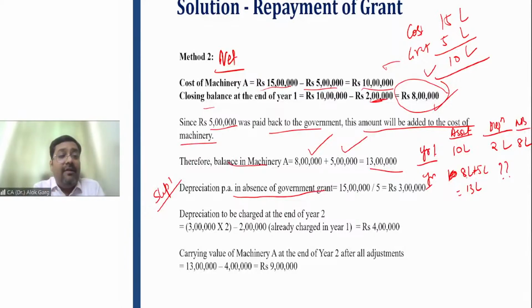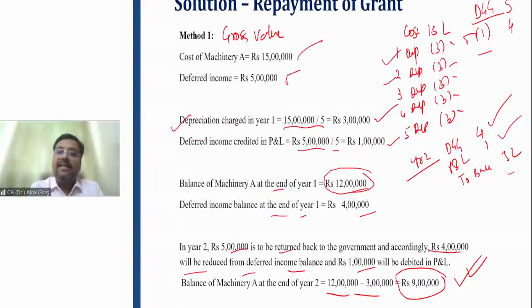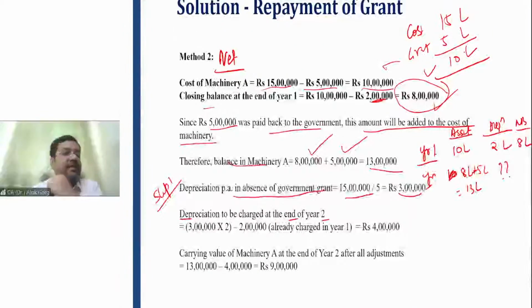So if the grant will not be received, the per annum depreciation will be 3 lakh rupees and the depreciation at the end of year 2 will be 6 lakh rupees. 3 lakh per year, right? 6 lakh rupees will be the depreciation till the end of the 2 year, right? Step number 1.